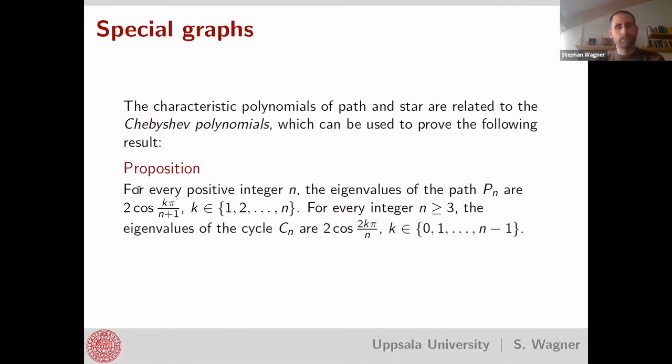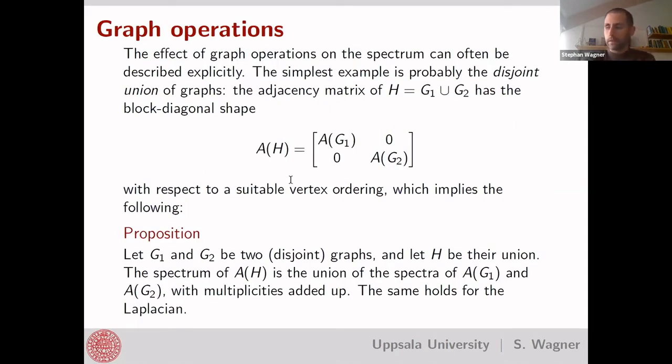So to show that, one first works out the characteristic polynomial, basically, and one can relate it to the famous Chebyshev polynomials. And then this comes out of the calculation, basically, which I will not show, just as another example. So next one might wonder what happens if graphs are manipulated in one way or the other, if you perform operations on graphs. And in many cases, the effect of graph operations on the spectrum can be described. So you can say exactly, if you perform this type of operation, this and that will happen to the spectrum. In some cases more explicitly than in others.